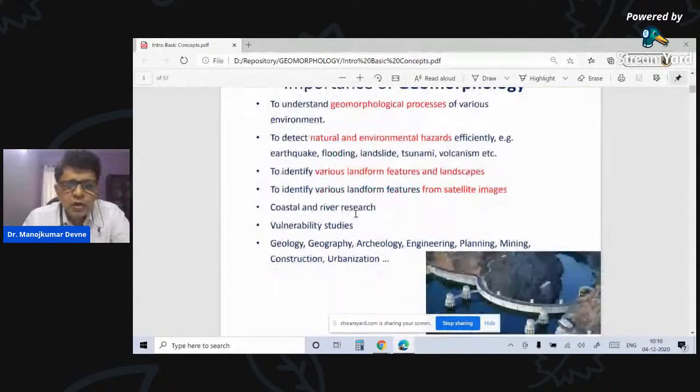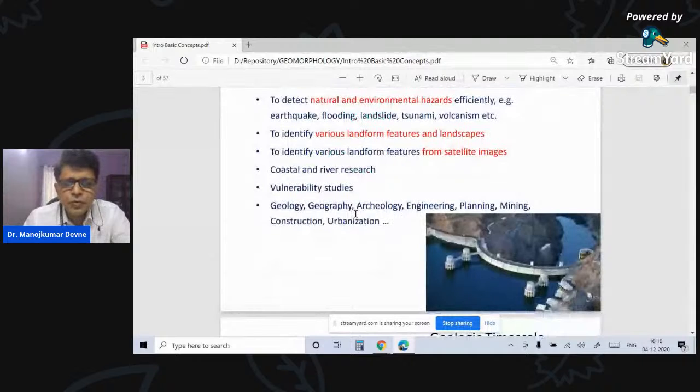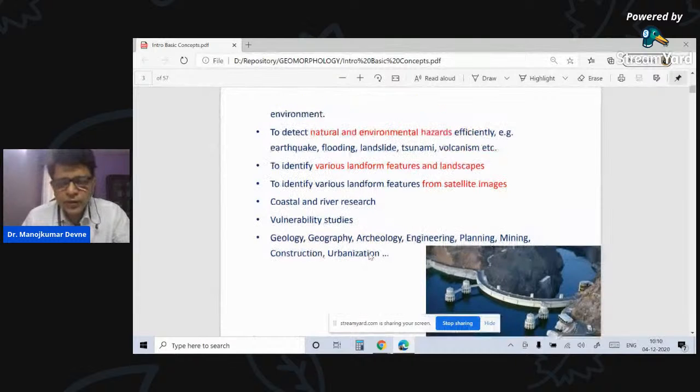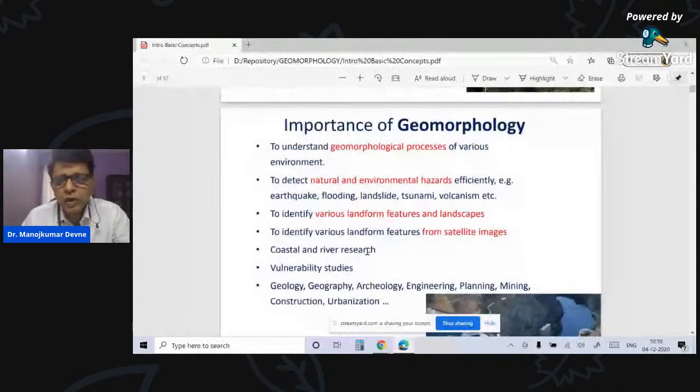You can see this beautiful photograph of a dam here, and this all comes under applied geomorphology. How are you going to apply your knowledge about geomorphology to constructing various features? It goes right from roads to tunnels, dams and canals. All of this comes under applied geomorphology. So that is something we call the importance of geomorphology.